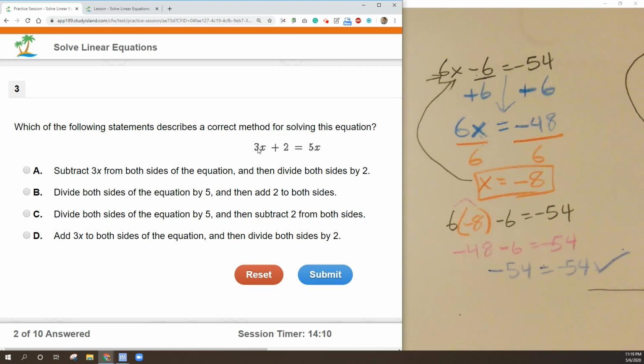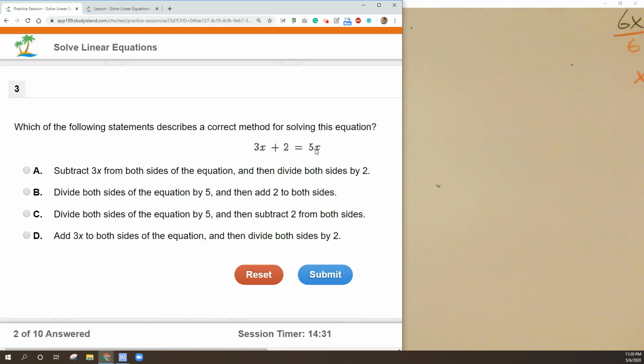So the only thing that's going to get rid of that 3 is when we divide by 3. This 2 is being added, so the only thing that we're going to do to get rid of this 2 is subtract. Now, this equation also has an x on the right side. So the one thing that you always have to do when you're solving an equation for a variable is get all the x's on the same side. Let's go ahead and write this equation down, and we'll go through it, and then we'll choose our answer.